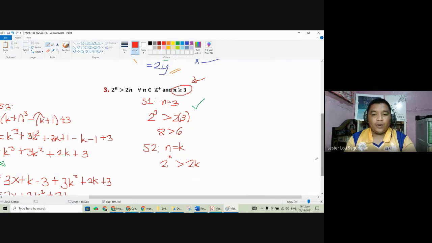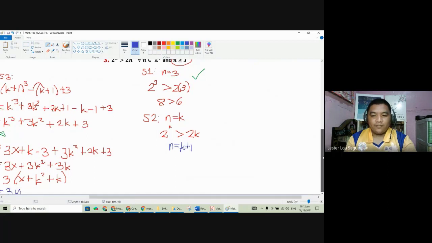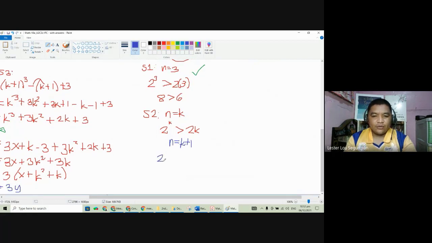And this is what we are going to assume. And this is actually the expression that will be used to get the item that we are going to show, that is, when n is k plus 1. So out from this, what we are going to show is 2 to the power of k plus 1 must be greater than 2 times the quantity k plus 1. So this is what we're going to show later.